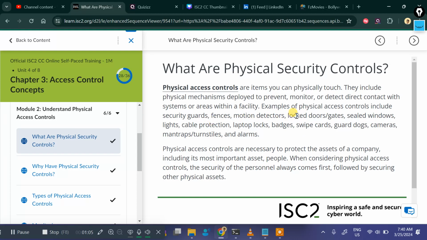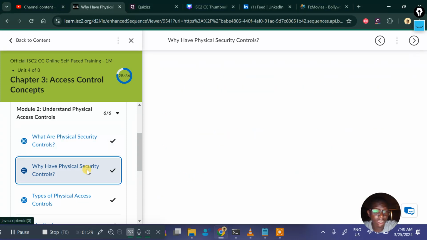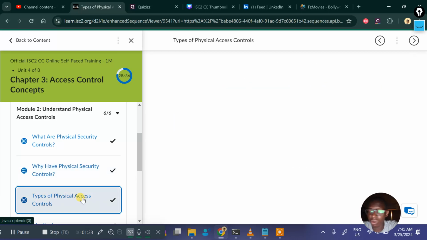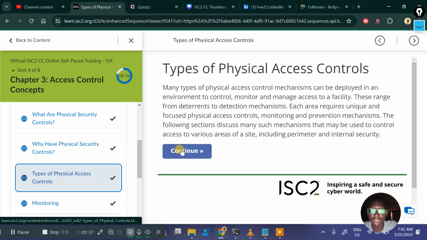Examples, you should just know the examples majorly. You should be able to know which is which when it comes to physical control. We have our examples there, being the security guard, fences, motion detectors, basically anything that controls human movement around. They are mostly protecting the assets. So why do we have them? It's stuff you already know, but more importantly, the types of physical access controls are very, very important.